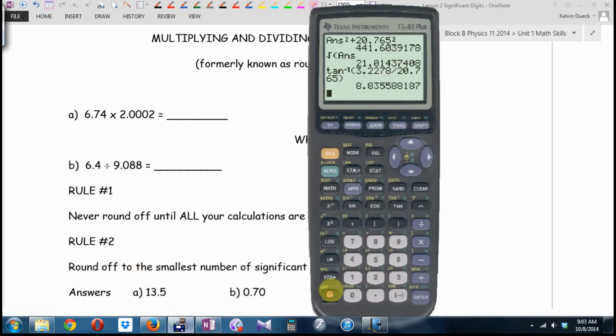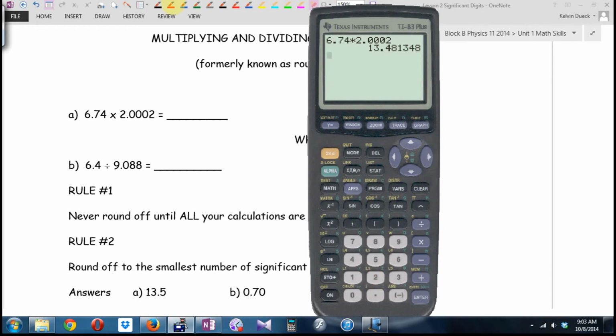First thing that you do is you actually do the math. So 6.74 times 2.0002. You don't do any rounding off before you go to your calculator. And hit equals. The answer is not 13.481348. That's what your calculator says. If you were doing an experiment and you were comparing those two measurements, how many Sig Figs in your final answer?